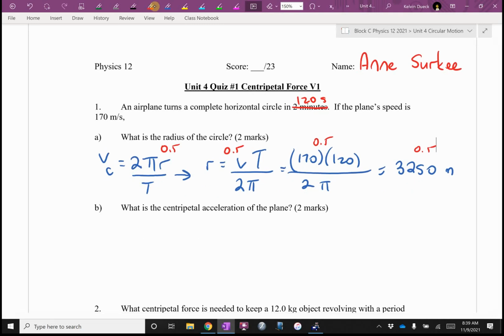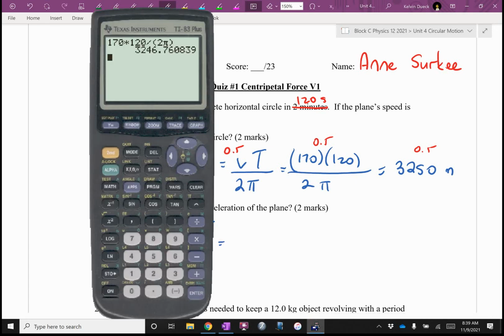What's the centripetal acceleration of the plane? Well, I got 2 options. I can find it using v squared over r, or I can find it using 4 pi squared r over t squared. I said no matter what, I'm using my answer from A. No matter what, I'm using r. So I went with the one that was the least amount of typing, because they gave me both v and t, so I could do both. So I said it's going to be 170 squared over, and I'm going to use my answer button rather than the 3,250. 170 squared divided by answer button, and I got 8.9.